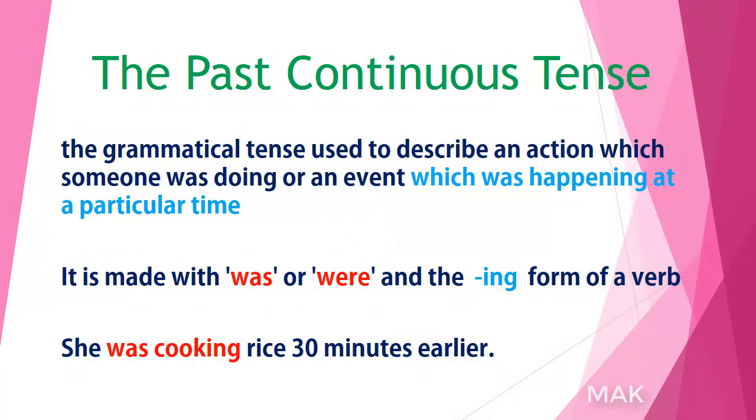The past continuous tense: the grammatical tense used to describe an action which someone was doing or an event which was happening at a particular time. It is made with was or were and the ing form of a verb. She was cooking rice 30 minutes earlier is an example of the past continuous.